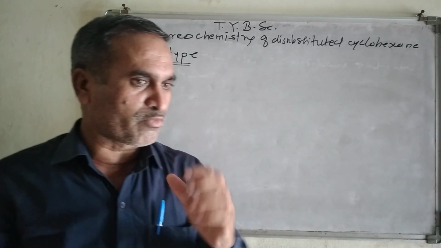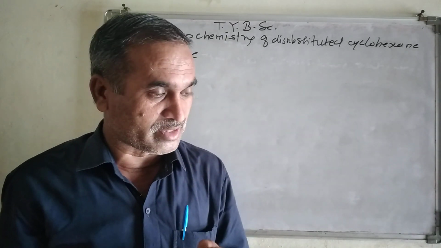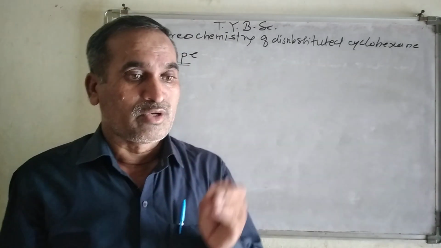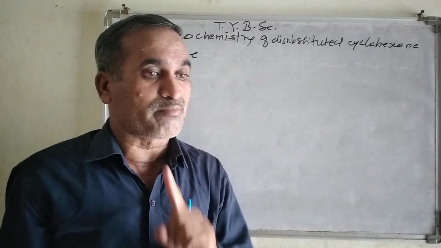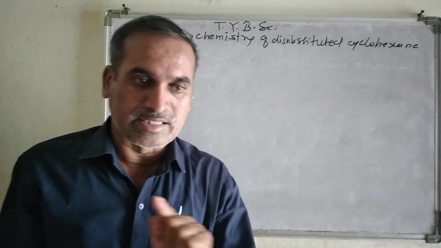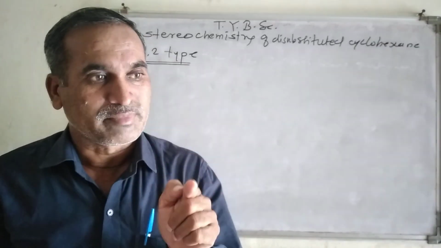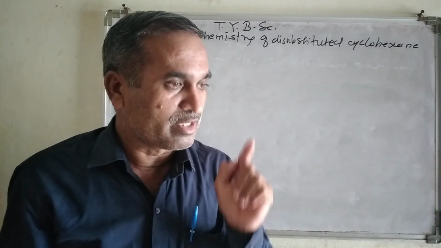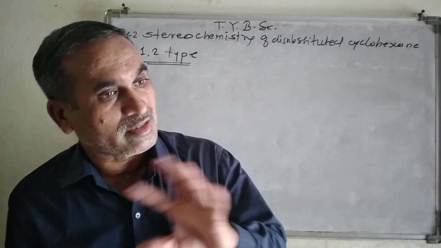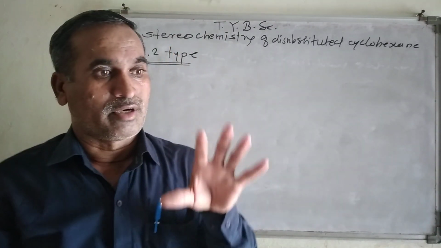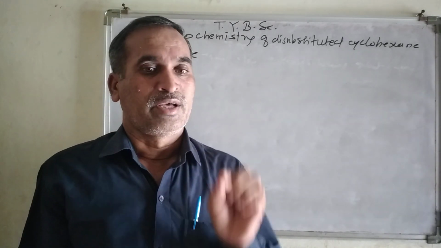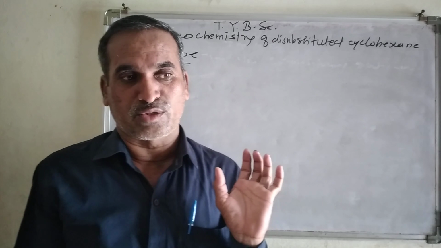And the first thing we are learning is geometrical isomerism. Whether that first type shows geometrical isomerism: we know that in a 1,1 type no geometrical isomer is possible. Why? The reason is very simple. Because in any cyclohexane, whatever the nature of the substituents, if both the substituents are present on the same carbon atom, they do not show geometrical isomers.